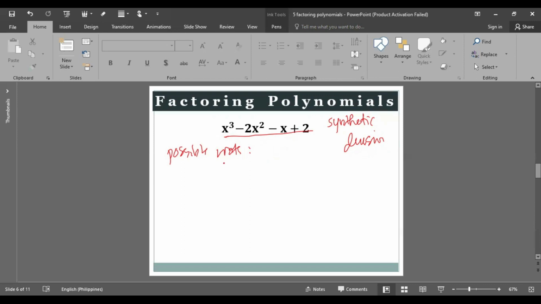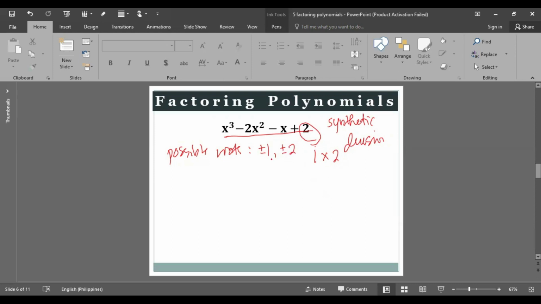But what will be the basis in assigning the possible roots? Ano ba yung magiging basihan sa pag-assign nyo ng roots? It's the constant term of that polynomial expression. We have to get all the factors of the constant term. So here, the factors are 1 and 2 only. But always include both the negative and positive integers. So the possible roots here are positive negative 1 and positive negative 2.